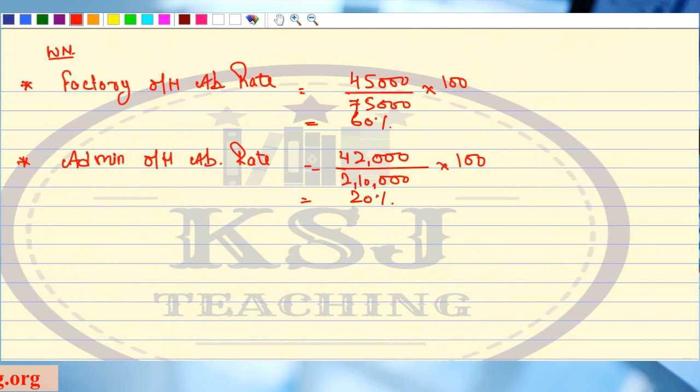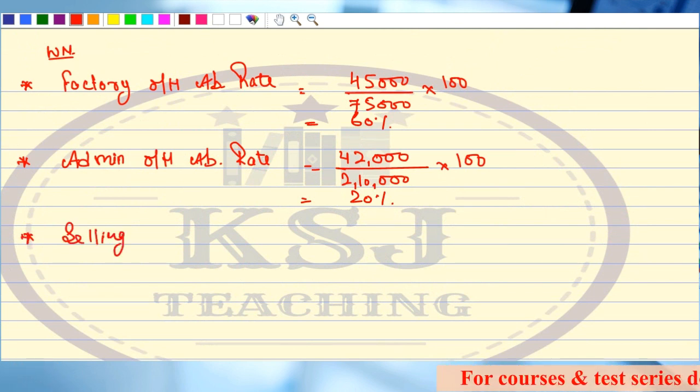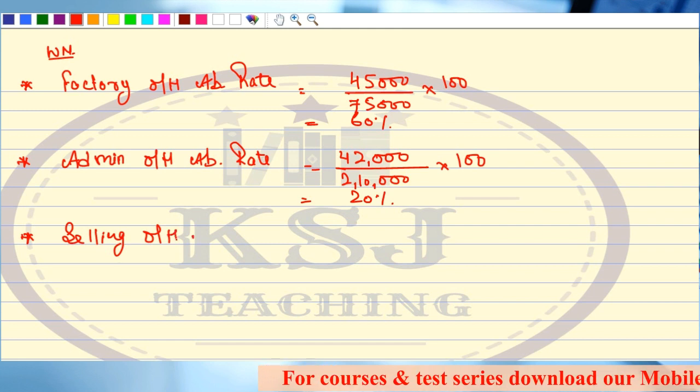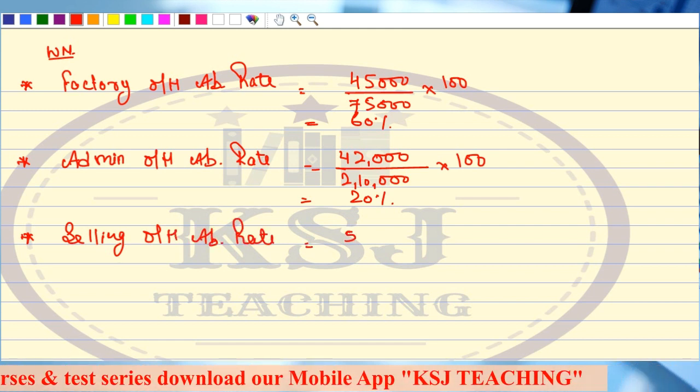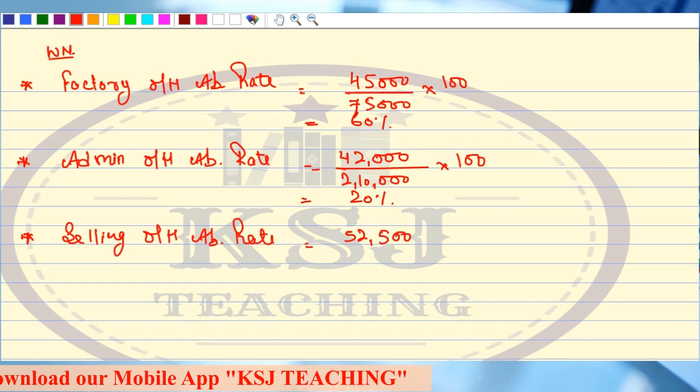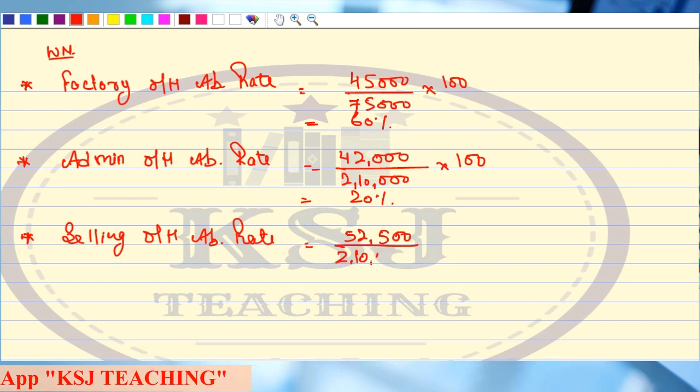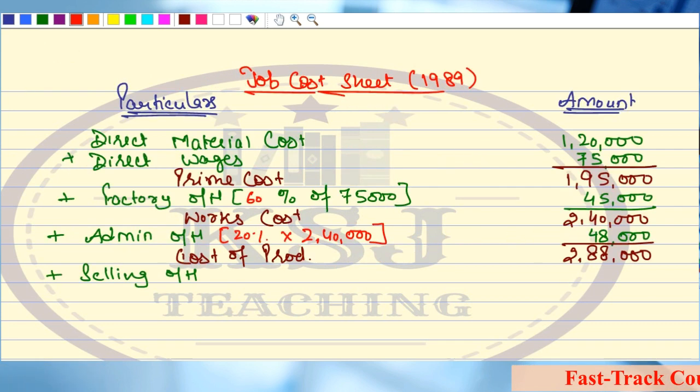So if I have to calculate the selling overheads absorption rate, what I will take is 52,500, that is my selling overheads in the previous year, divided by my works cost, that is 2,10,000, multiplied by 100. So this will come to 25%, right?